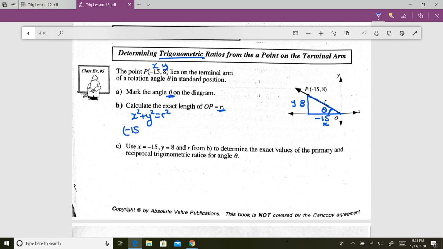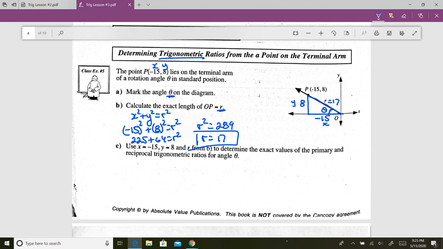So, negative 15 squared plus 8 squared is equal to r squared. So what do you get? 225 plus 64 is equal to r squared. R squared is going to be 289. So r, take the square root of it, you're going to get 17. You would get a negative number as well, but it doesn't make sense to have a negative distance, so only take the positive root. So r is equal to 17. Okay. So really our triangle here is completed with 17 now.